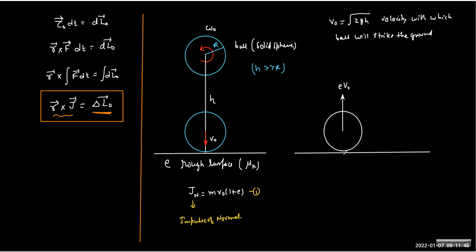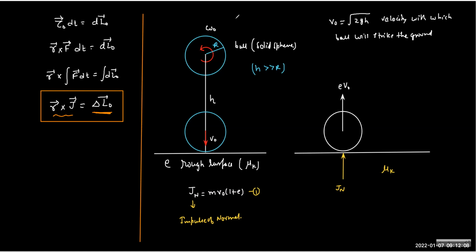And the impulse of normal will act like this. Perfect. If I draw the impulse diagram, this is the impulse of normal. Now, what is interesting is that, as I said, this is a rough surface, and not only rough.